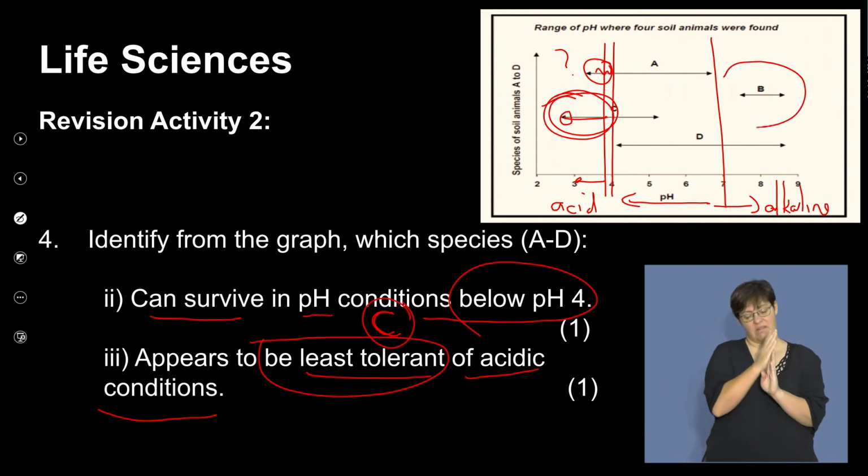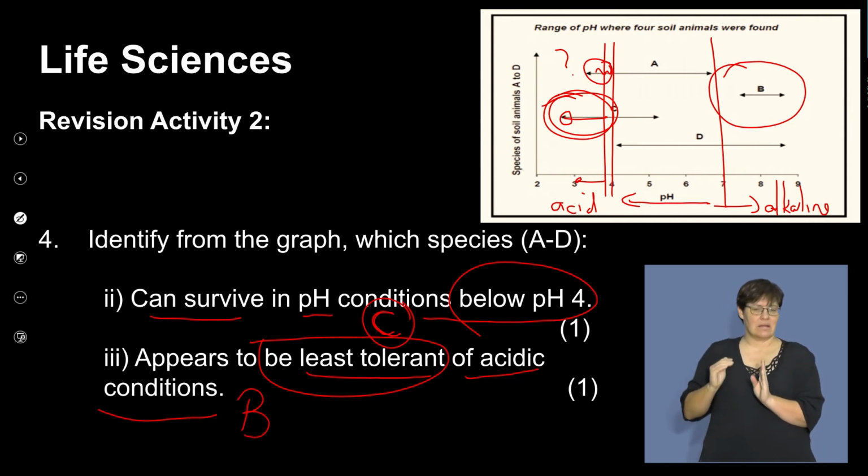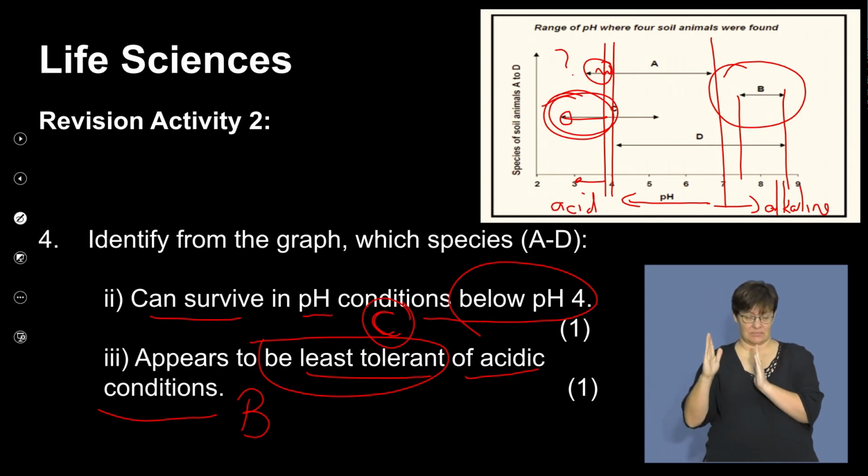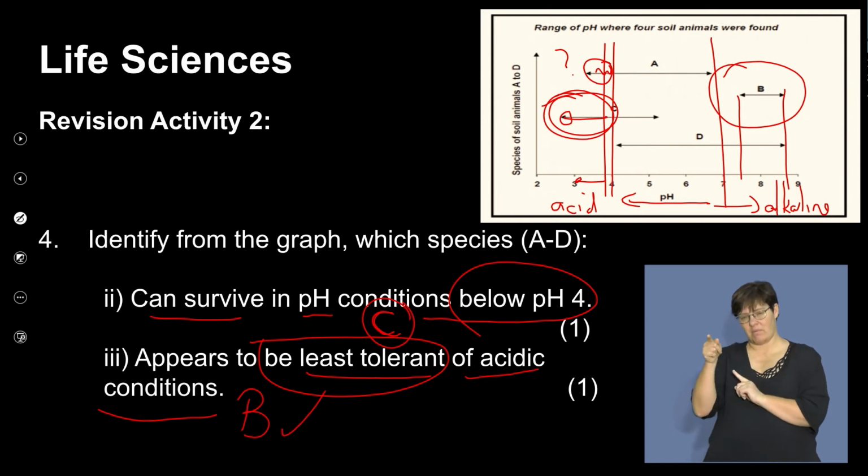So these species B here, you can clearly see, are living in a pH between, I think it's around 7.5 to about 8.7, 8.8. So in this case, the answer would be B, and we can justify from that graph which ones of them.